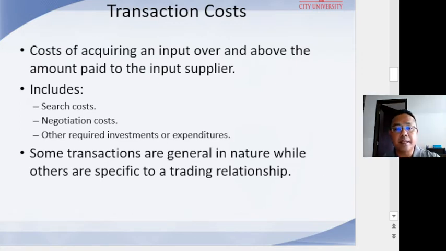So when a firm acquires an input, it may incur costs in excess of the actual amount paid to the input supplier. These costs are known as transaction costs and play a crucial role in determining optimal input procurement. Okay. So the transaction costs of acquiring an input are the cost of locating a seller of the input, negotiating a price at which the input will be purchased, and putting the input to use.